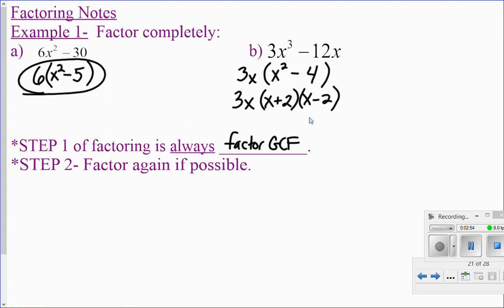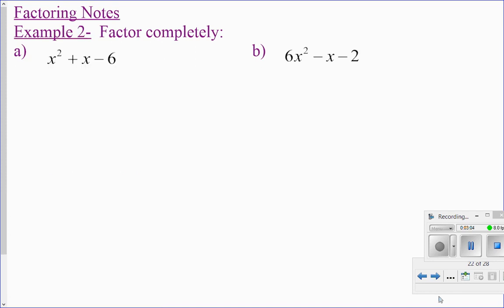Now, there's nothing else to factor, so I have the completely factored answer, 3x times the quantity x plus 2 times the quantity x minus 2. Let's try a couple more examples. So we're going to take a look at x squared plus x minus 6, and we're going to factor that.